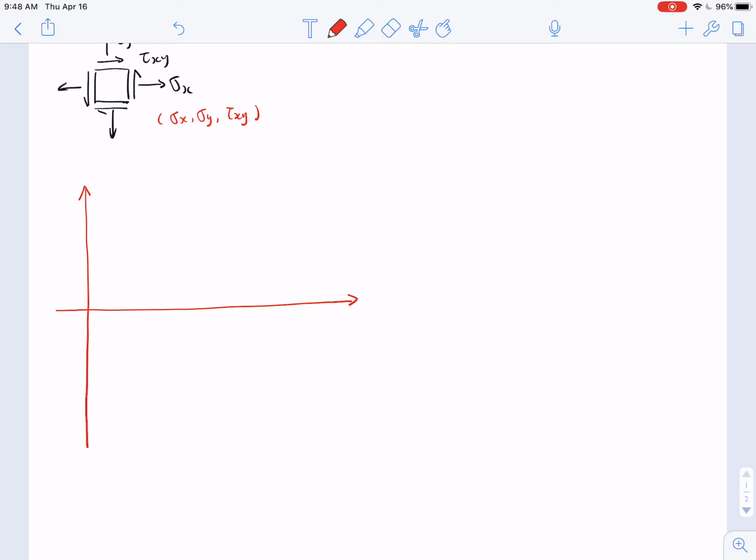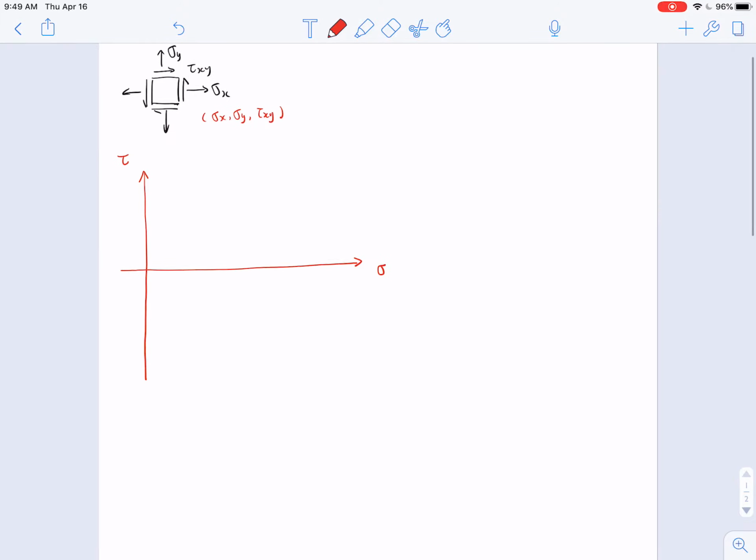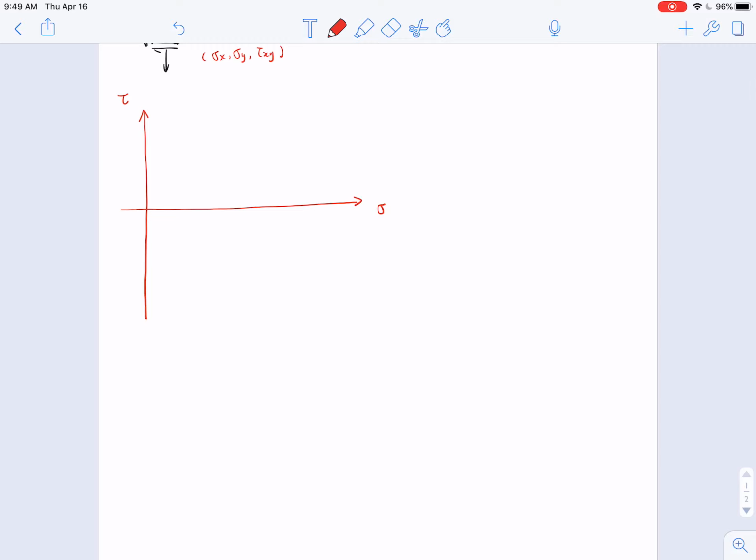This is a coordinate system, sigma, tau. So the x-axis represents the normal stress, and the y-axis represents the shear stress. Then, in the first step, we can find these two normal stresses first of all on this sigma axis. This is our first step.